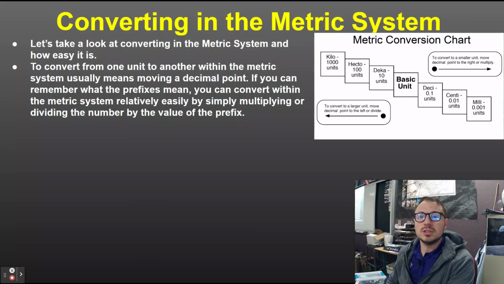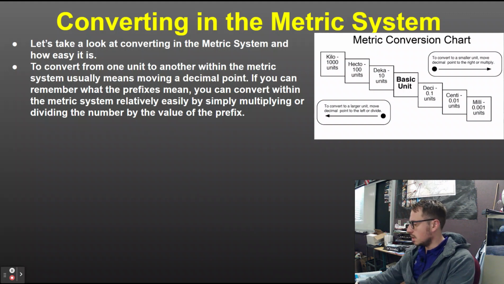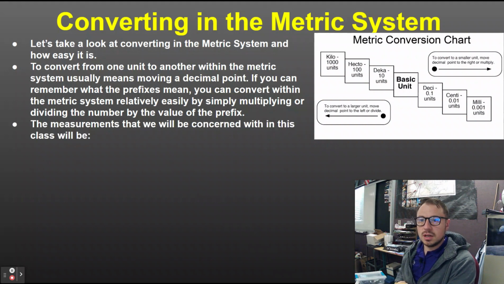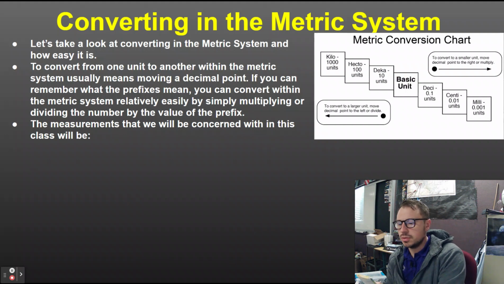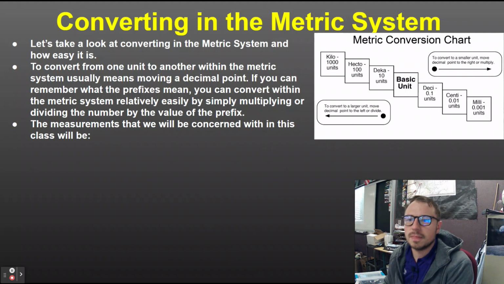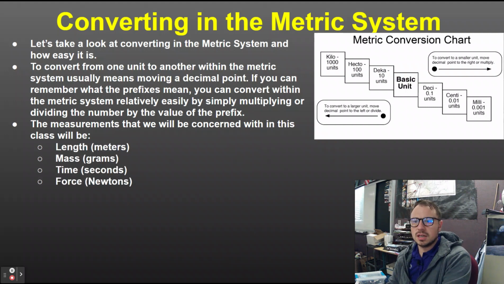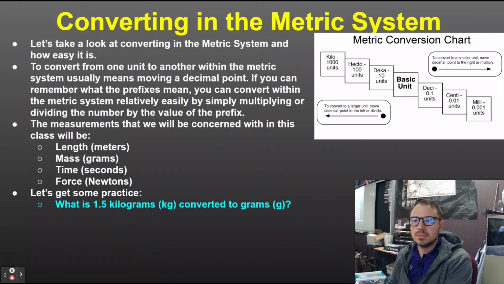So to convert from one unit to another within the metric system usually means moving the decimal point. If you can remember what the prefixes mean, you can convert within the metric system relatively easily by simply multiplying or dividing the number by the value of that prefix. So the measurements that we will be concerned with in this class will be length, mass, time, and force. So let's get some practice.